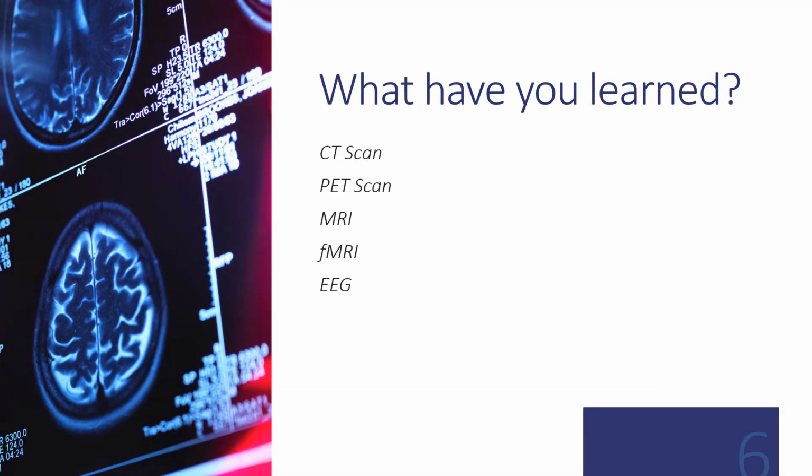So what have you learned so far in this module video? Well, overall, you learned about the importance of brain imaging. You learned about the CT scan, the PET scan, the MRI, and the fMRI. And you also learned about the EEG, which we'll be exploring more in the next module.